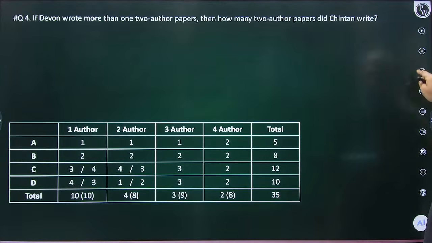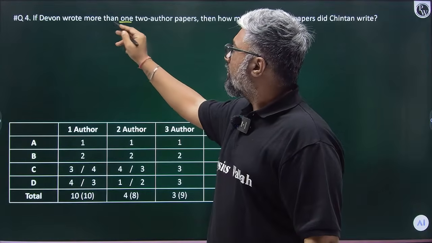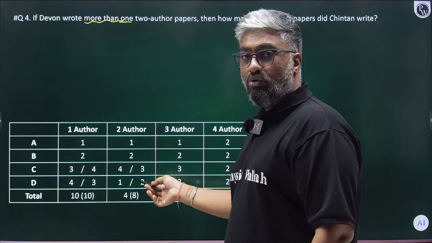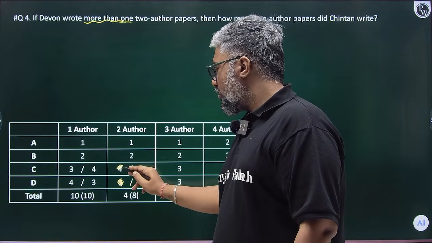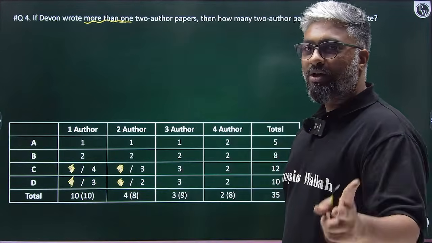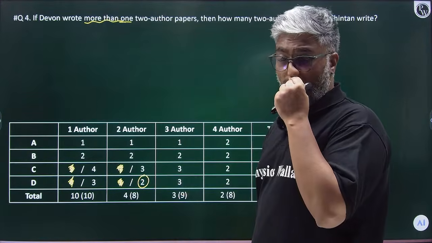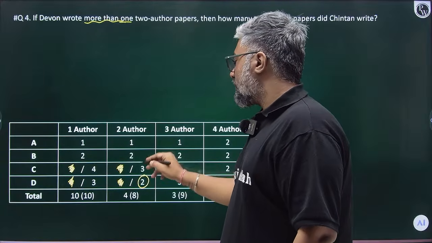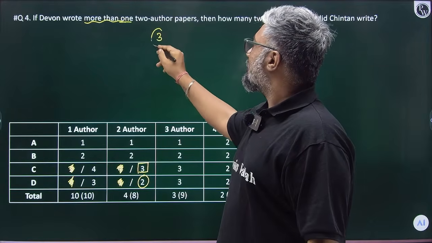Last question. Now this is a condition. They're saying D wrote more than one 2-author papers. D is writing more than 1 two-author papers. So can it be 1? No. If this is not 1, then can this be 4? No. If this is not 4, can this be 3? No. Can this be 4? No. So we are talking about our second case. D has more than one contribution in two-author papers. Then how many two-author papers did Chintan write? Chintan writing two-author papers will be how many? Exactly 3.